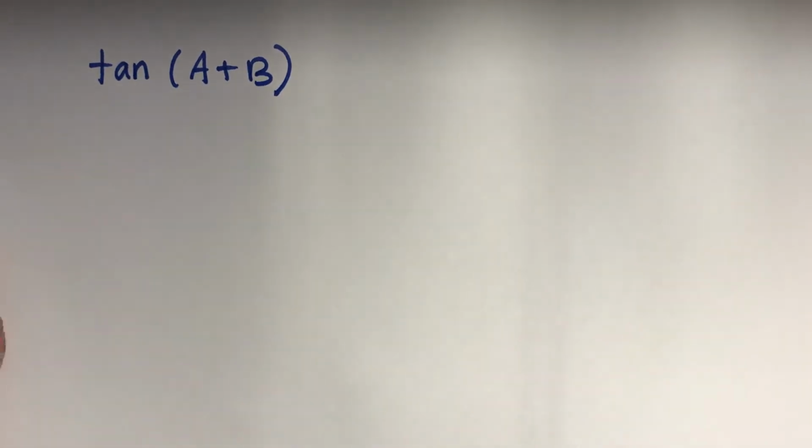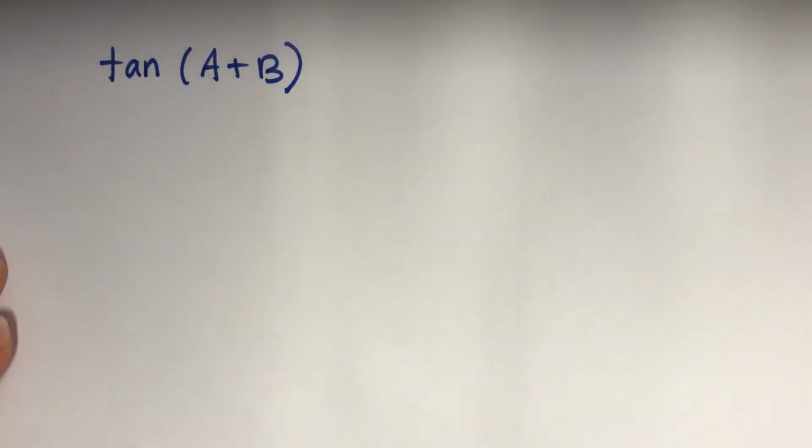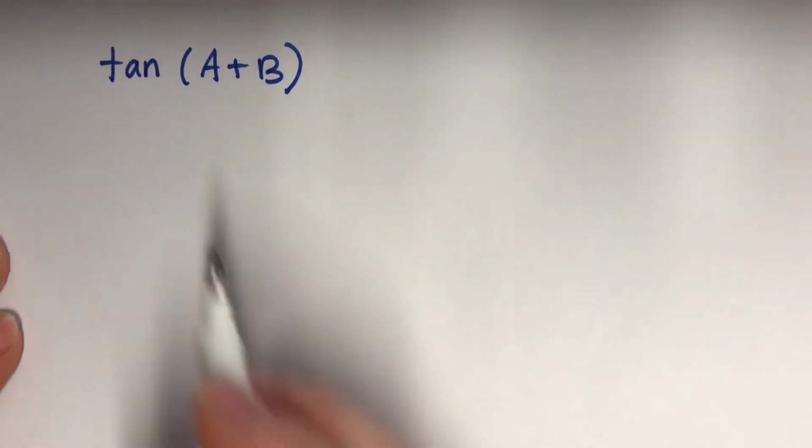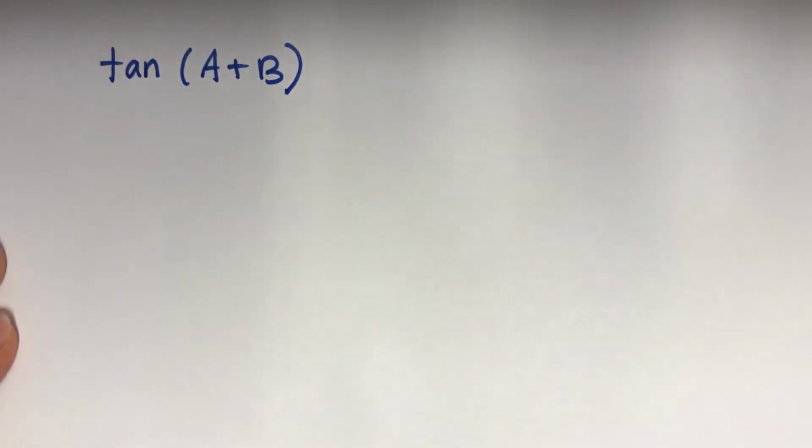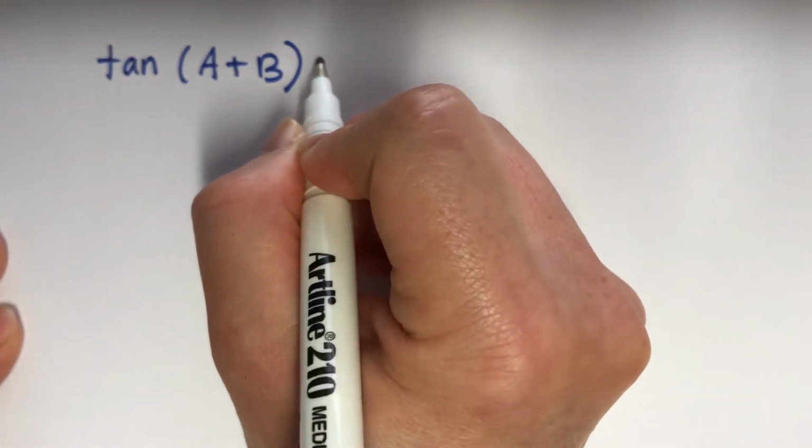Hi everyone, this is part 2 of the sum and difference identities. The previous video had cos A plus B and cos A minus B, and sine A plus B and sine A minus B. Now this video will have tan A plus B and tan A minus B. So let's find this one.